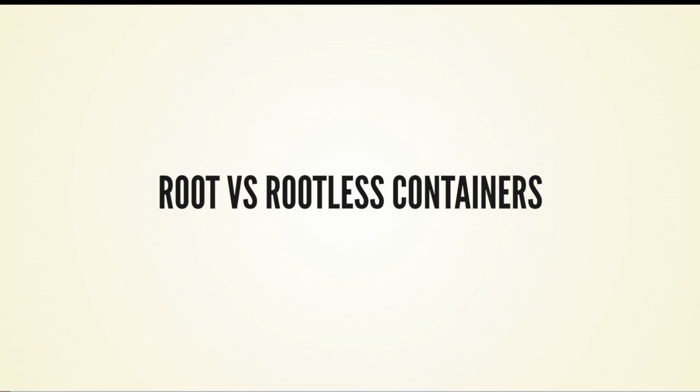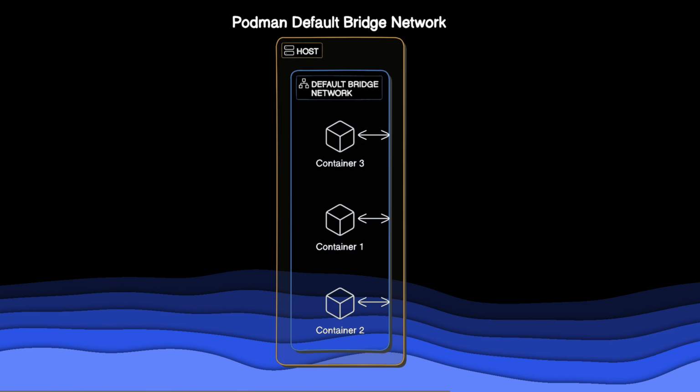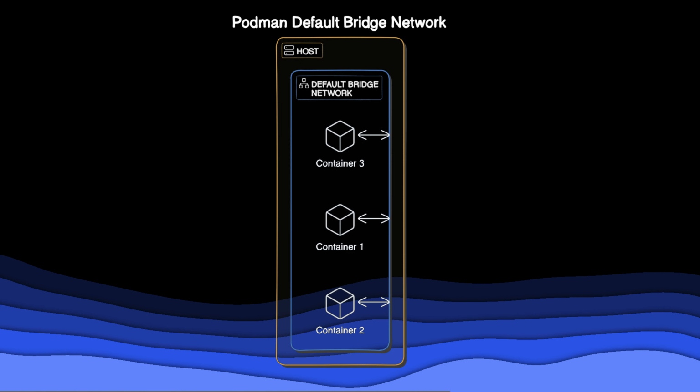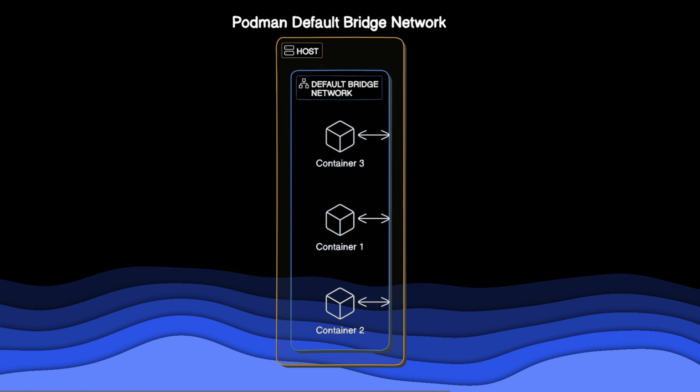Additionally, it's worth noting that the default network, by default, lacks DNS support. This deliberate choice is made for backward compatibility with Docker. For DNS support, users need to create a custom network, which we will explore in the next slide.